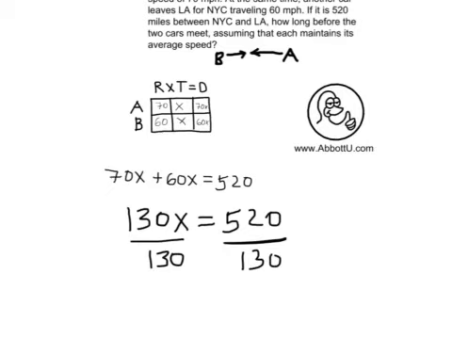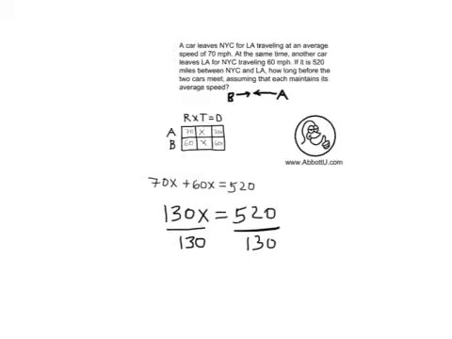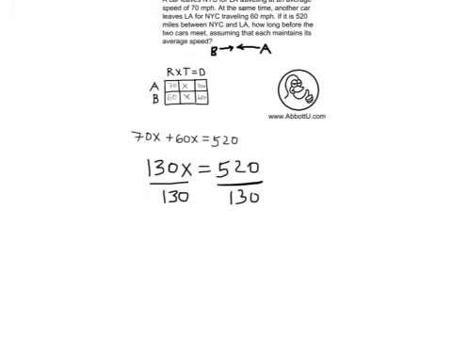Now, some of you might be able to do that in your head. I actually am not the best at doing stuff in my head. It's good to use a calculator, but I could do this one in my head. I know that 520 divided by 130 is 4, actually. So we've got x equals 4 hours, so it happens to be the same answer as the last problem. So 4 hours is how much time it took before the two cars met.